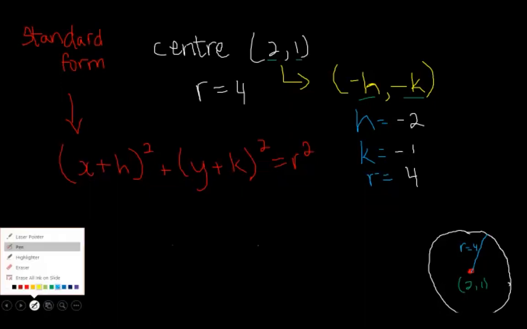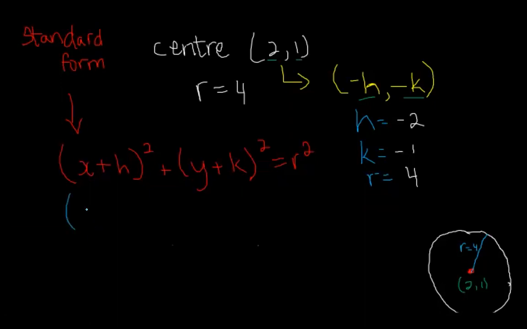Okay, let me use blue. So now I could rewrite this. x. This form, standard form, tells me the next thing I have to put is h. And h in this case is -2. So I'll put -2 here, squared, plus y plus k. Put back y. And we know that k is -1. So I'll put -1 instead here. Squared is equal to r squared. R is 4, so that's 4 squared.